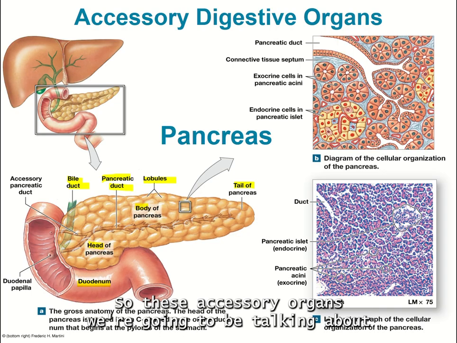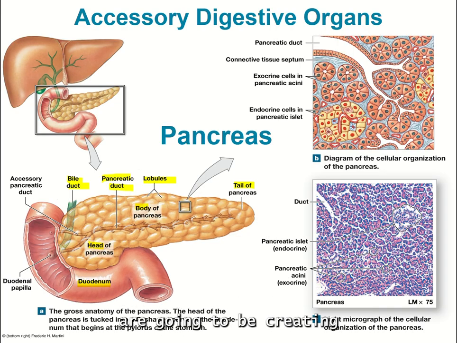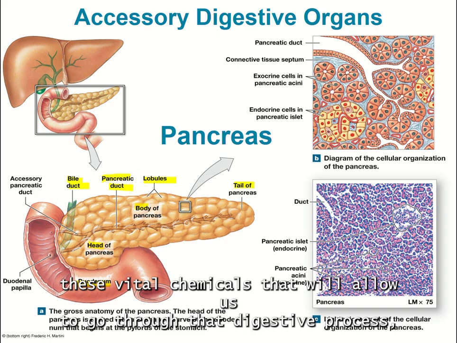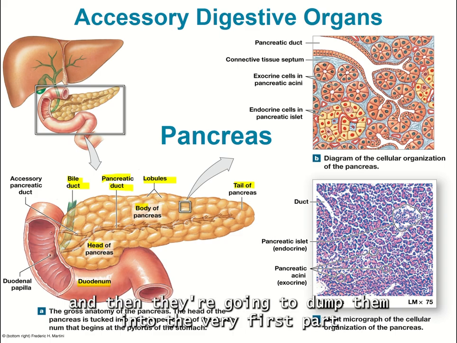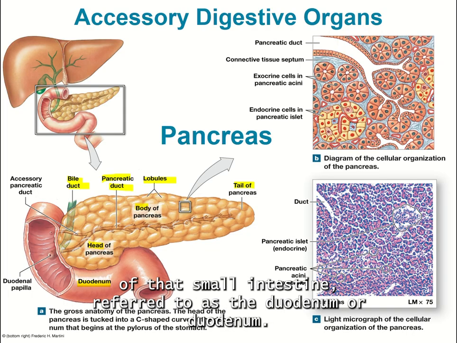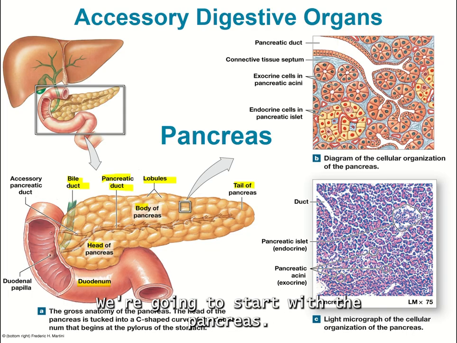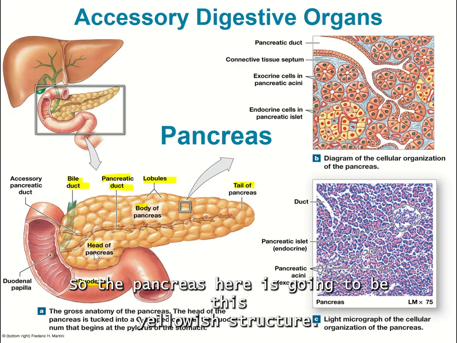So these accessory organs we're going to be talking about are going to be creating vital chemicals that will allow us to go through that digestive process, and then they're going to dump them into the very first part of that small intestine, referred to as the duodenum. We're going to start with the pancreas. So the pancreas here is going to be this yellowish structure.